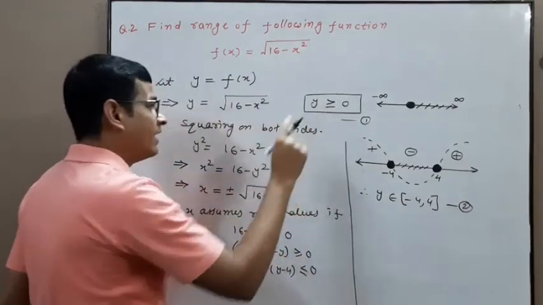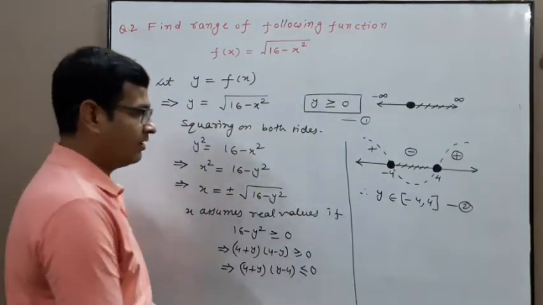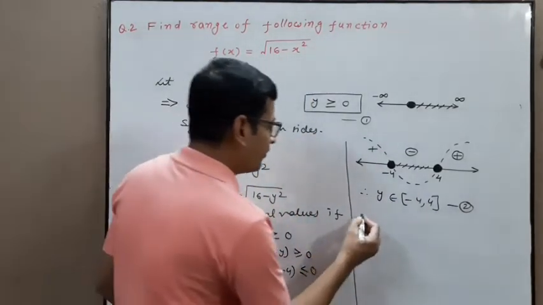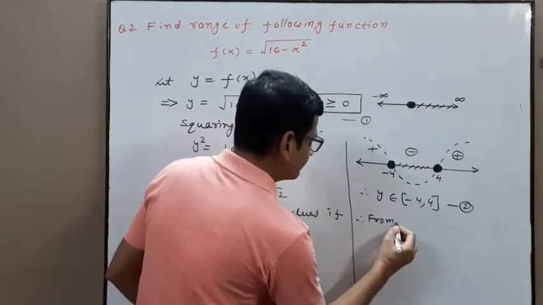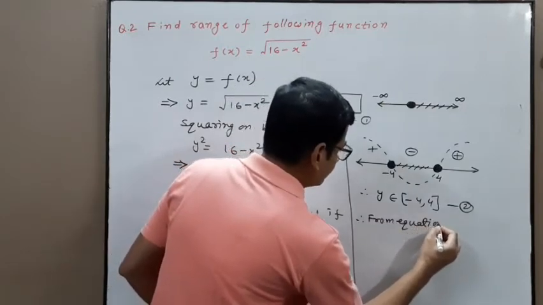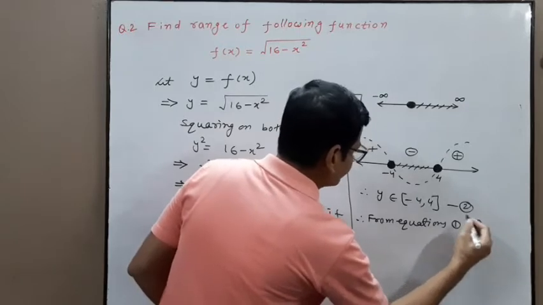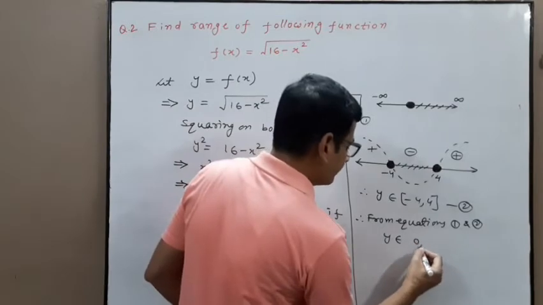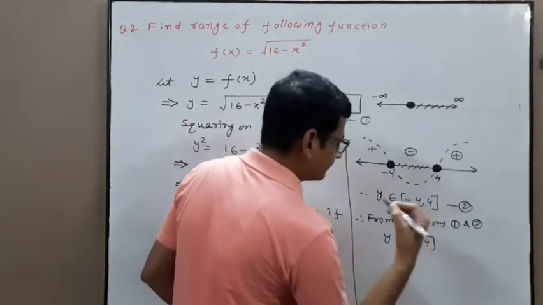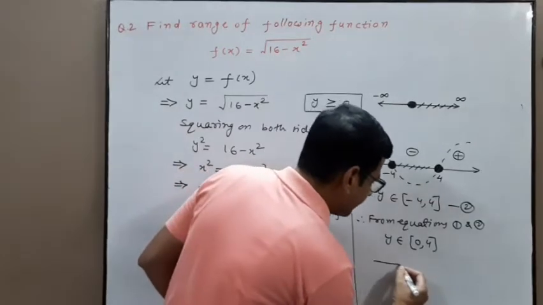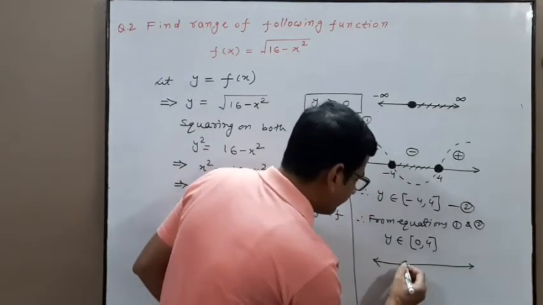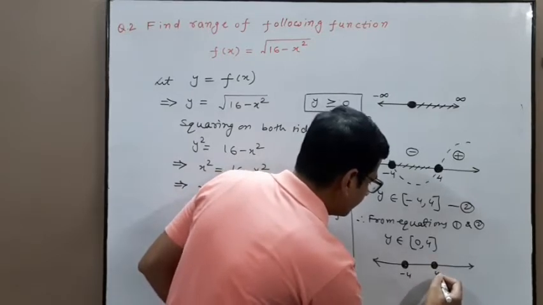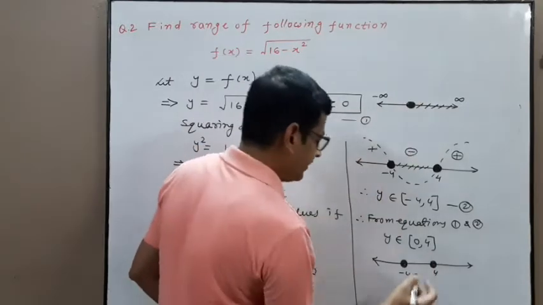In equation 1, y is greater than or equal to 0. And in equation 2, y belongs to minus 4 to 4. So therefore from equations 1 and 2, y belongs to 0 to 4. You can discuss with a number line also: minus 4 to 4, and this solution is 0 to infinity.